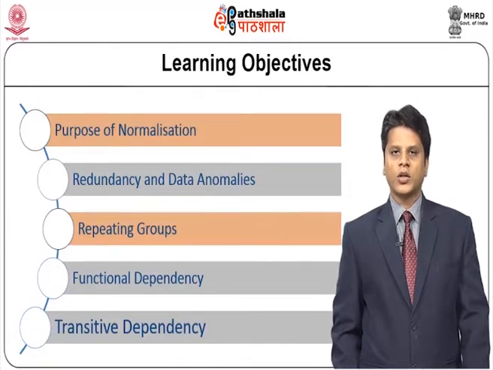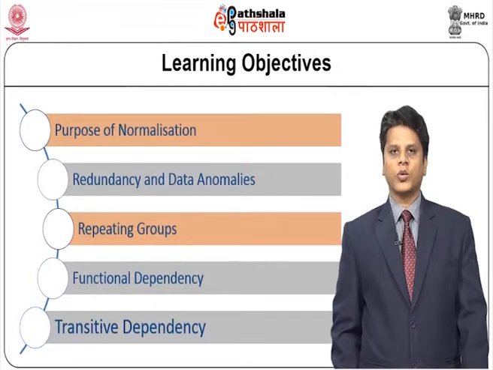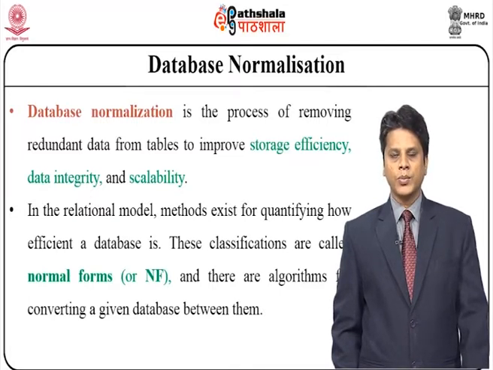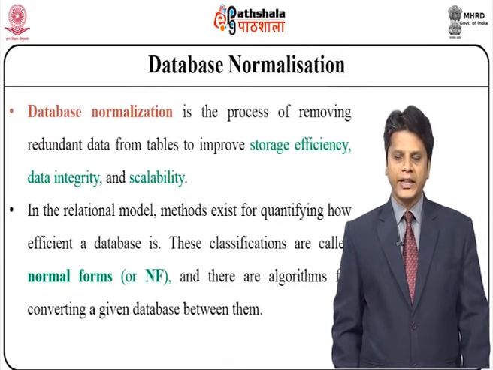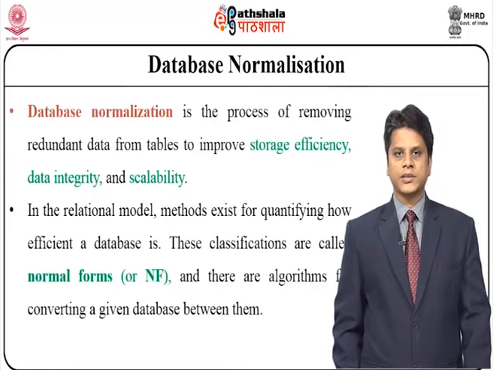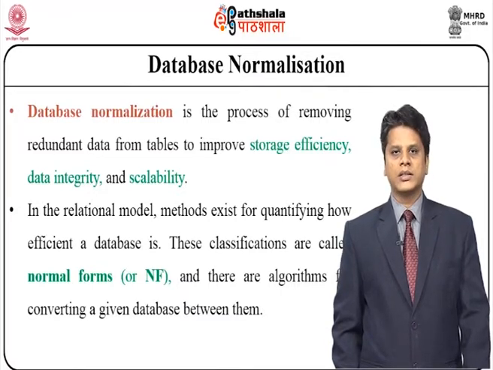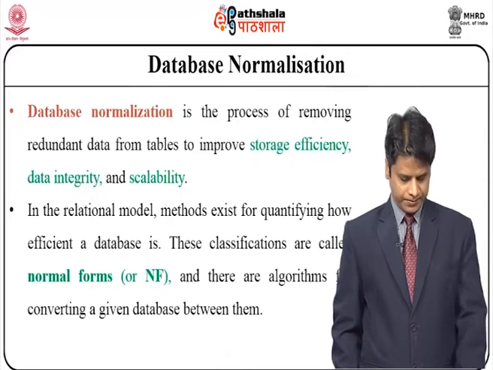These classifications are called normal forms and are notated as NF. And there are certain algorithms for converting a given database between them. So, the procedure of normalization is carried out in different stages. Each and every stage in this process does a certain task, where certain removals happen, after which the final result will be a completely normalized table, basically removing the redundant information.